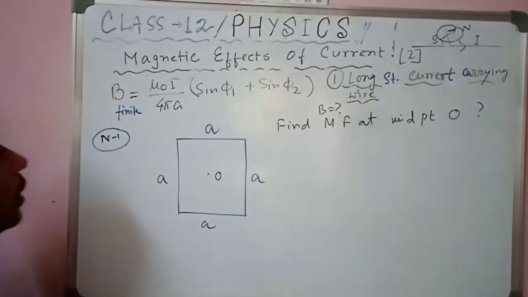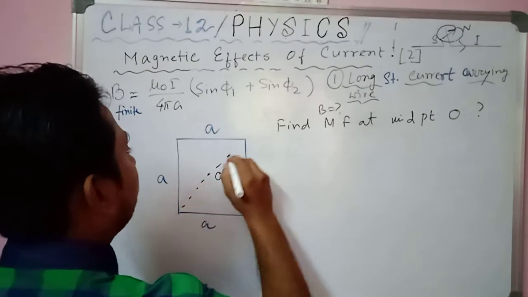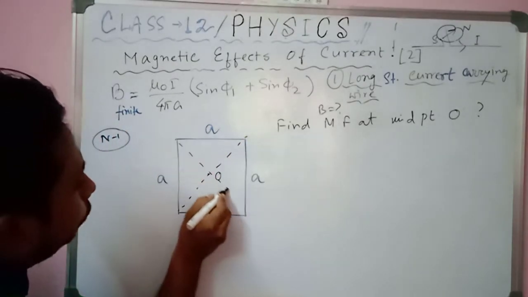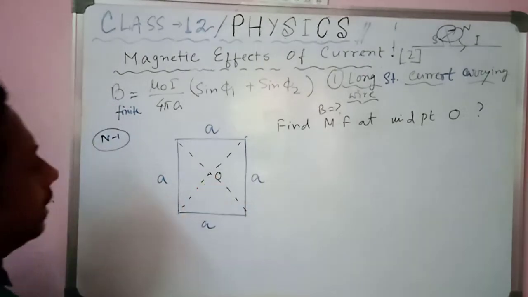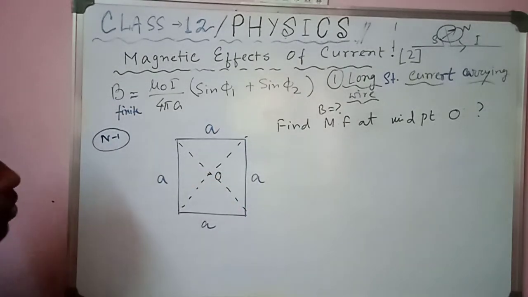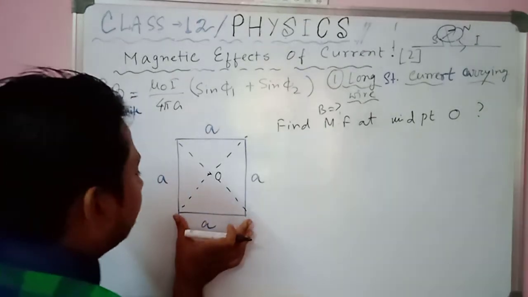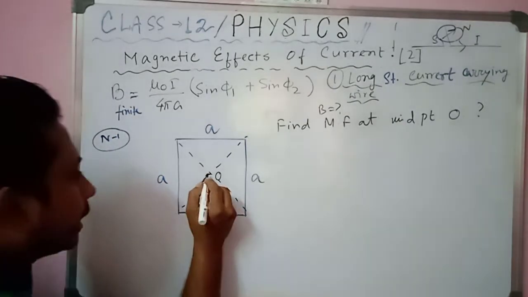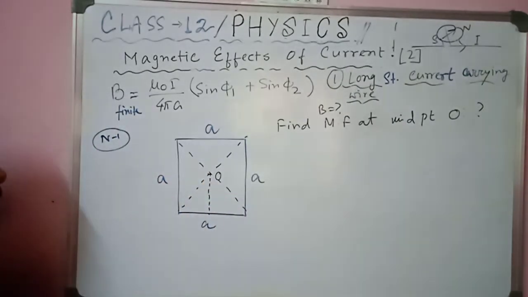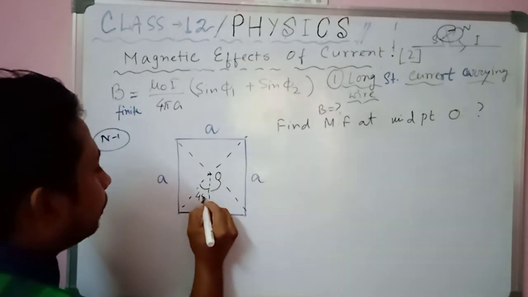So students, what you have to do, you just add these four portions like this, and then we are going to find out the magnetic field at the point O. So first of all, take any one portion. I have taken this portion. Now think, if we draw a perpendicular over it, we will get this is 45, this is also 45.